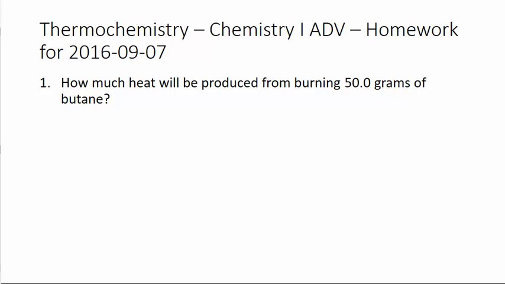This problem was assigned to Chemistry 1 Advanced students on 2016, September 7th. And the problem states: how much heat will be produced from burning 50.0 grams of butane? And I'm going to show you the solution.